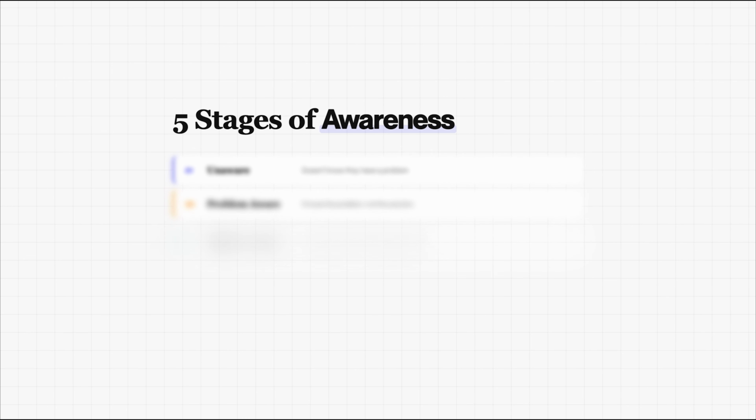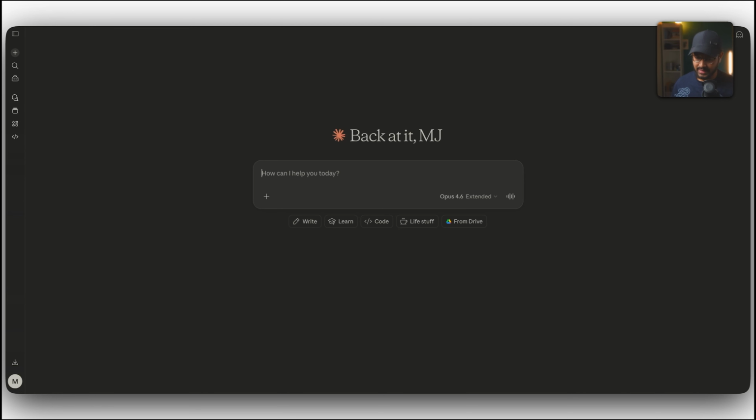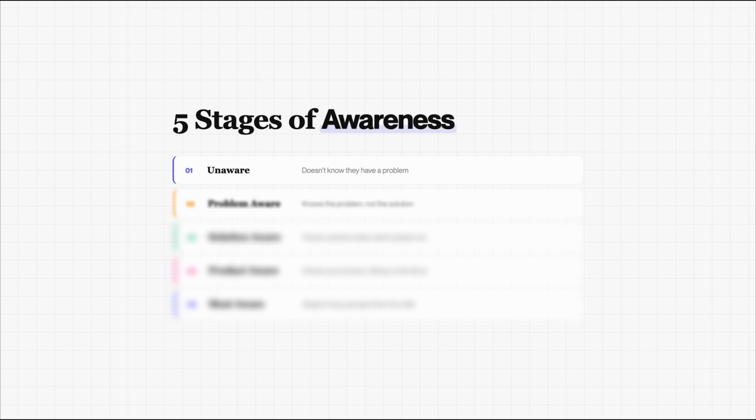First is stages of awareness. Our customers at any given time sit at 5 different stages: unaware stage, problem aware, solution aware, product aware, and most aware. So someone who doesn't know they have a problem needs a completely different message to someone who's been to our website a few times.